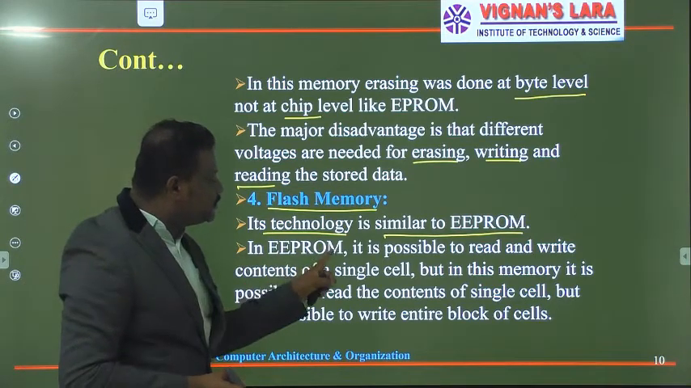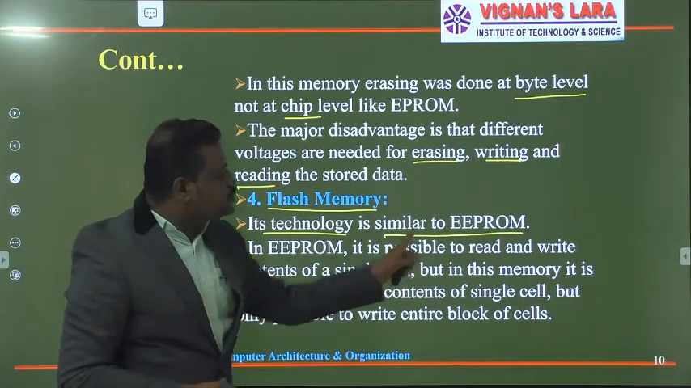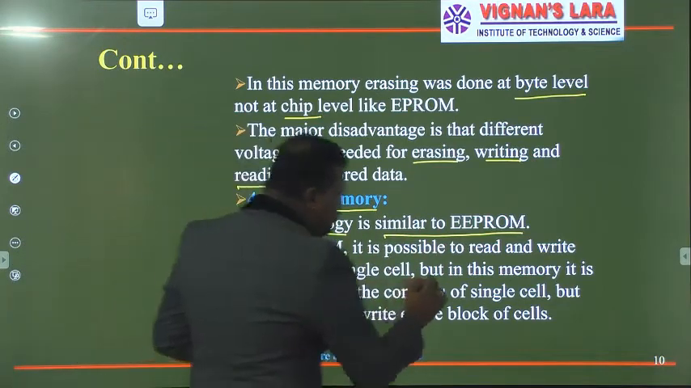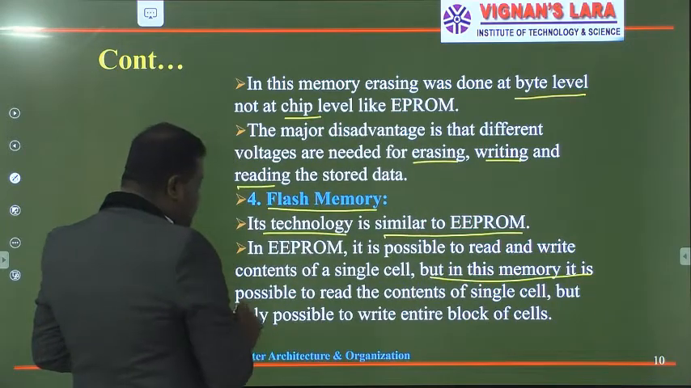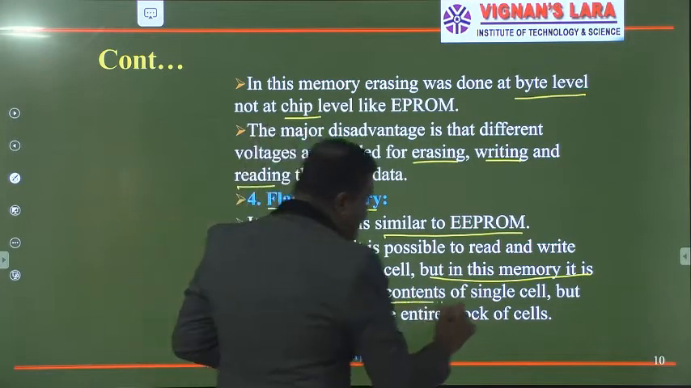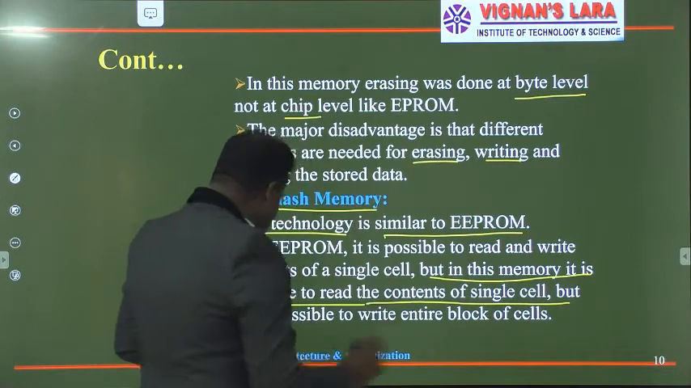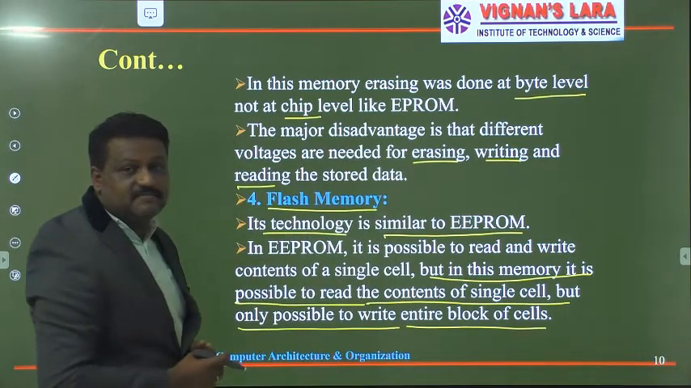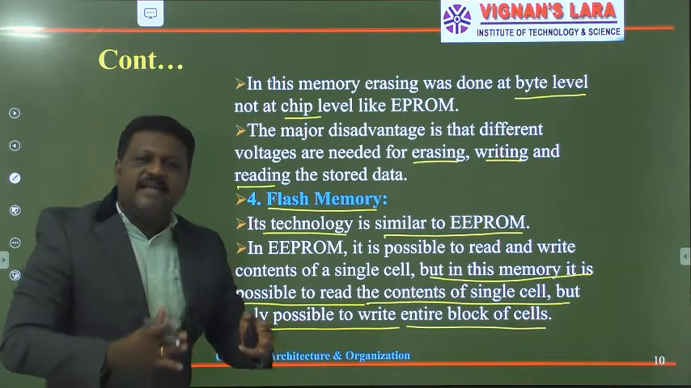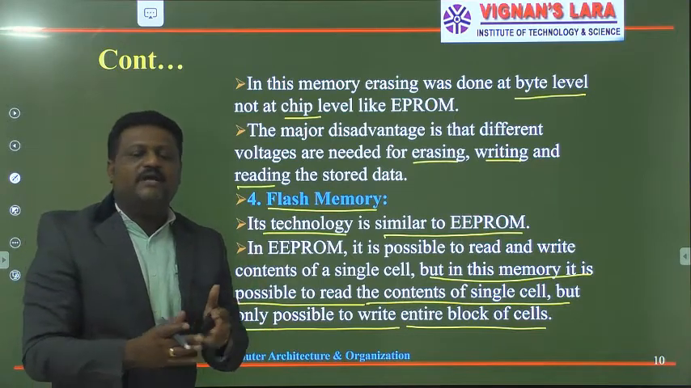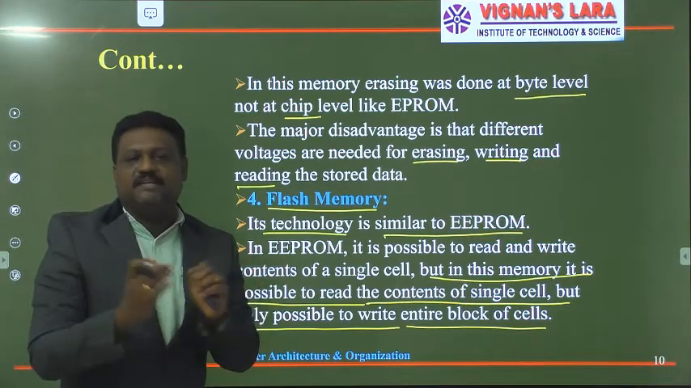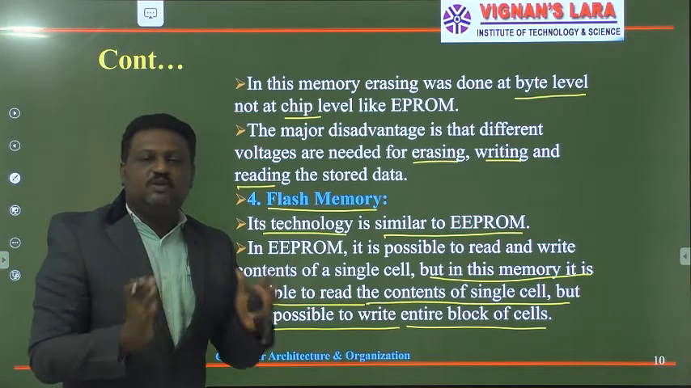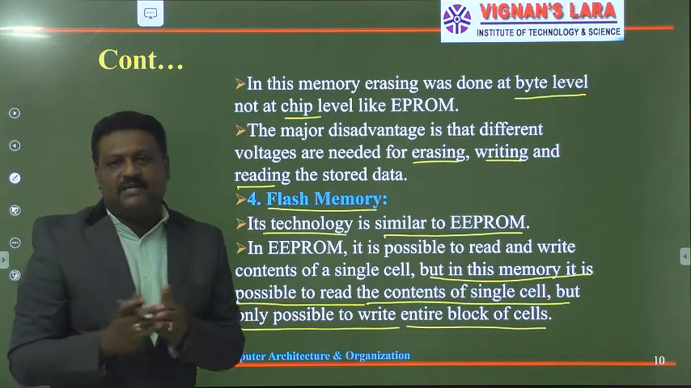In EEPROM, it is possible to read and write the contents of a single cell. But in this memory, it is possible to read the contents of a single cell, but only possible to write an entire block of cells. What's the meaning of this? In the case of EEPROM, I do reading and writing at a byte level. That means a byte consists of a group of cells, and on those cells I can do a read as well as a write.